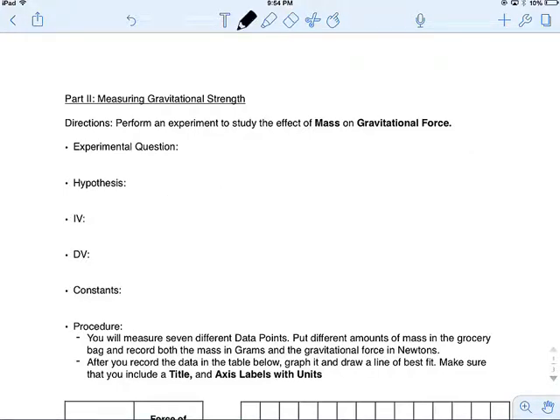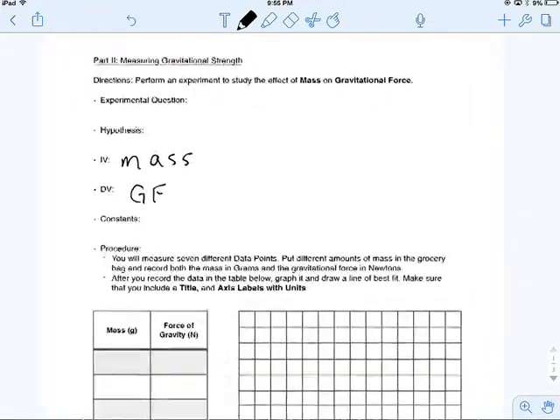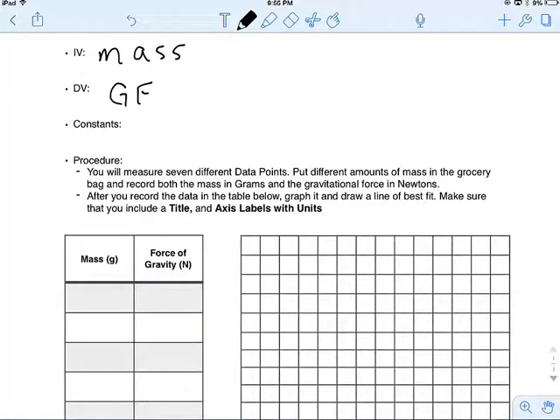Now I'm just going to tell you guys this, okay? Your IV is going to have to be mass. So if you didn't have mass for your IV, go back and put that in, okay? It's because we want to see how mass affects gravity. And your DV is going to be the gravitational force. Constants, there's a lot of constants. You guys can put that stuff in, but let's make sure we have that. And that makes sense because IV always goes on the left, okay? That's IV, and then DV always goes over here.